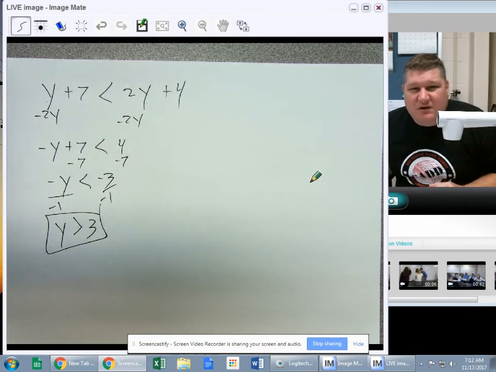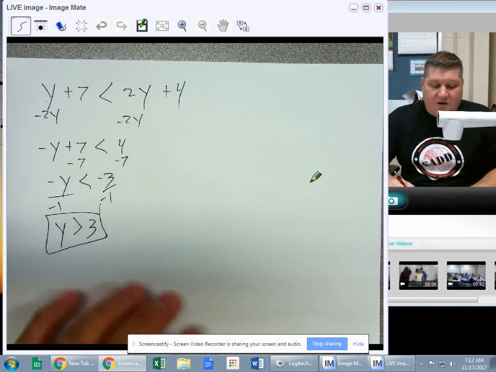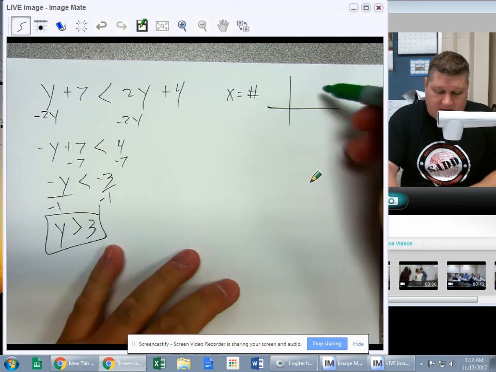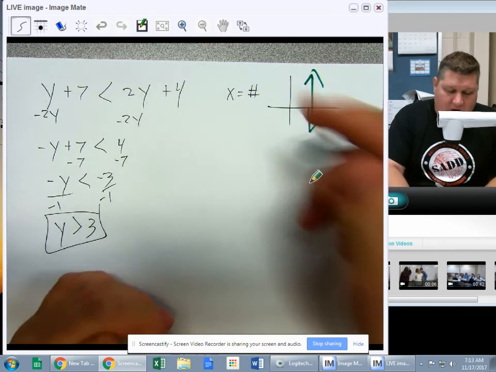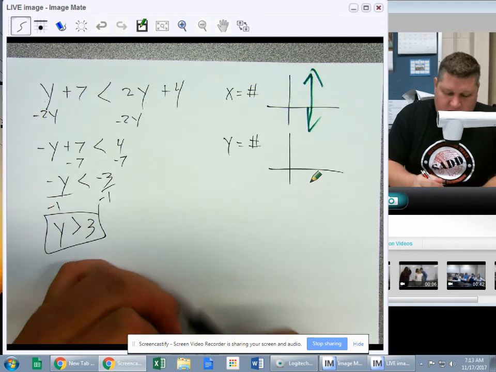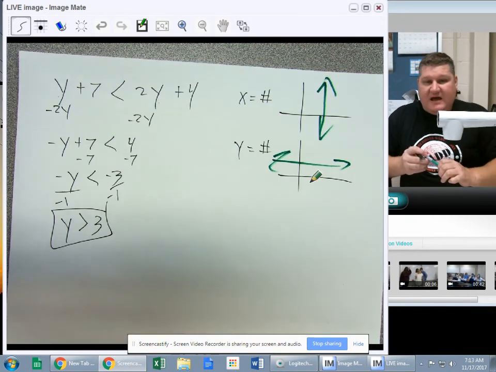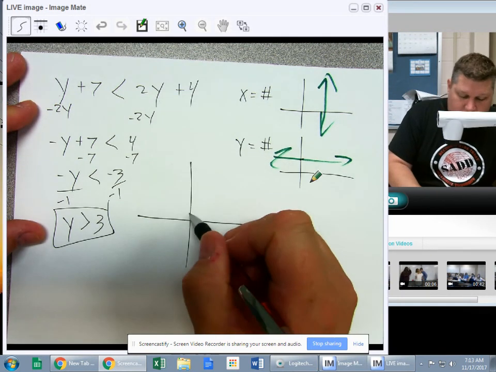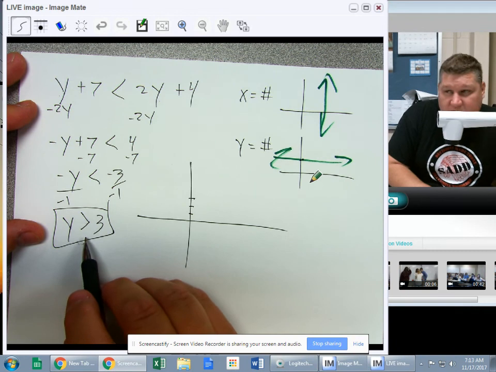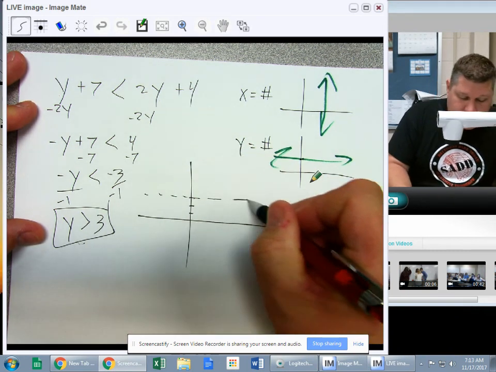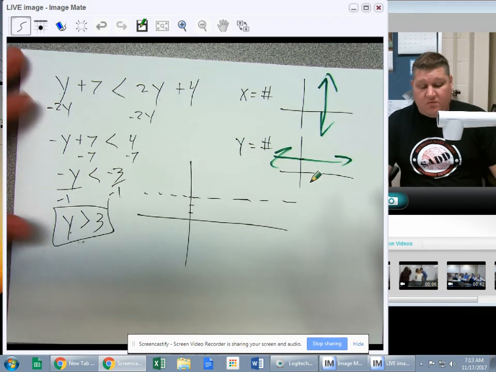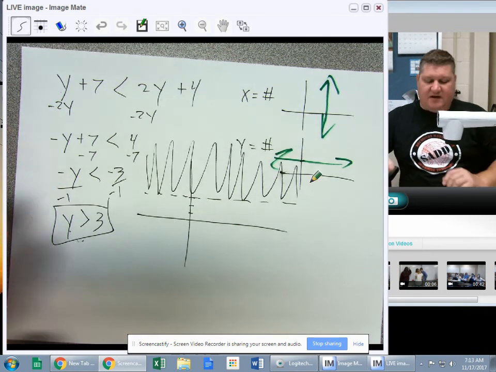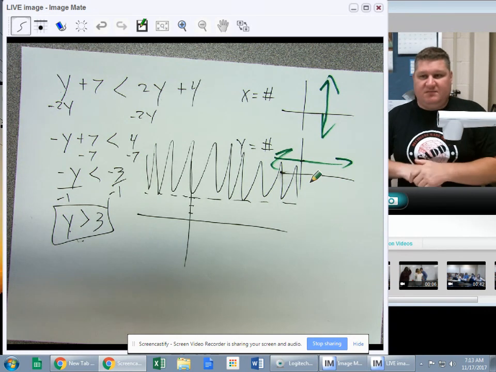How do I graph y is greater than 3? That's weird. Remember, x equals a number is a vertical line. y equals a number is a horizontal line. So if I have y is greater than 3, it's going to be a horizontal line through 1, 2, 3. Solid or dotted? Well, there's no equal to, so it's dotted. And it says y is greater than, so where's greater than? Above. So I shade it like this. So that's the only time it's kind of weird, when you don't have two variables. But I think you guys can handle it.